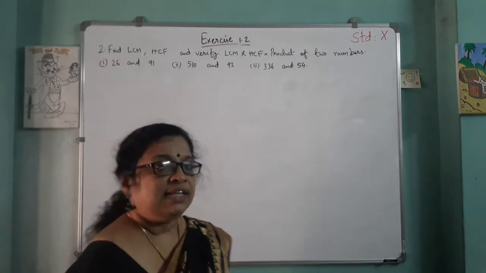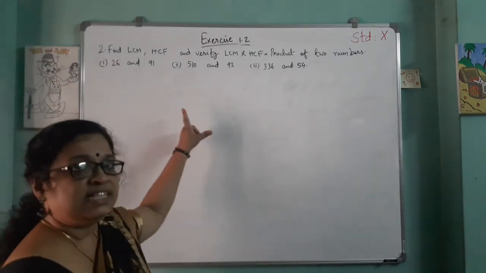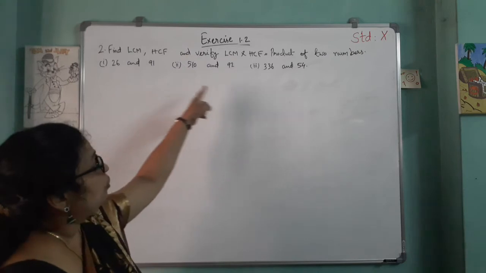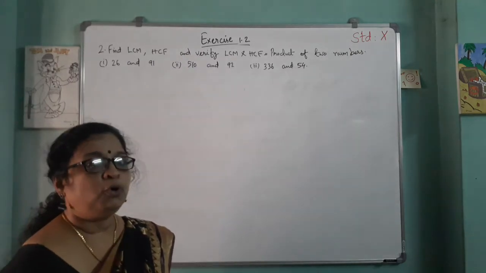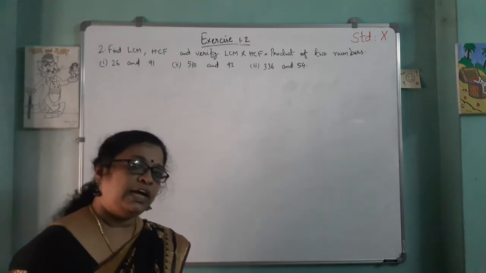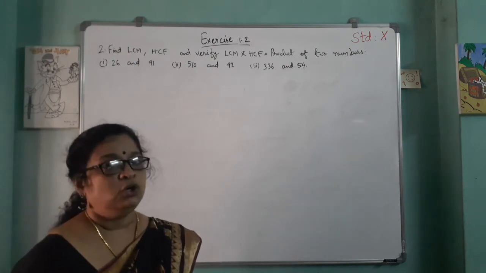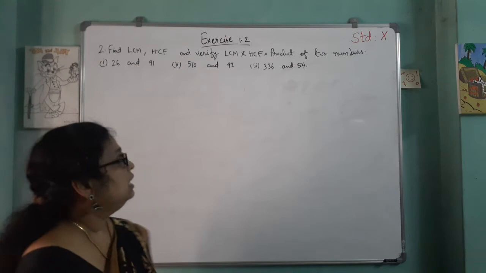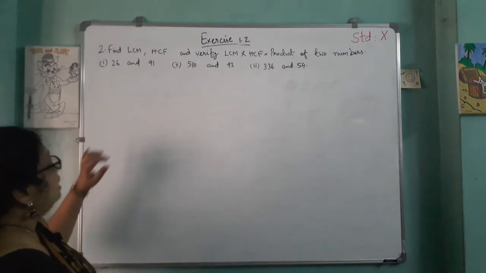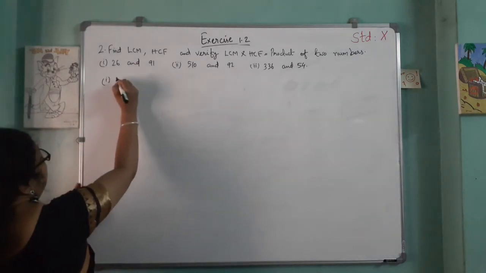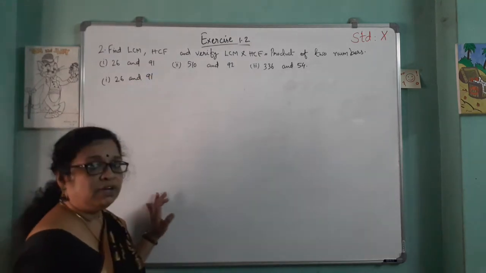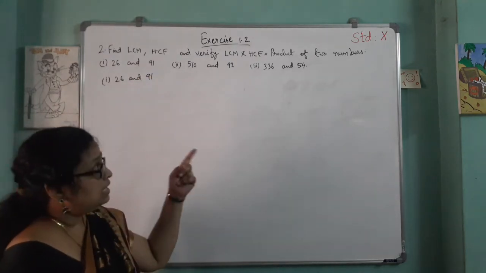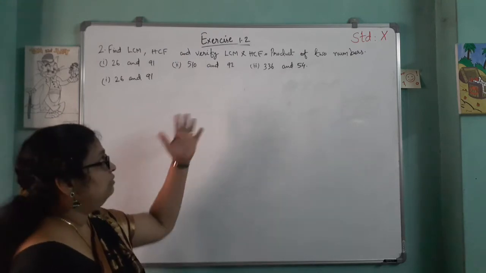Clear? Then second question, find LCM and HCF of the following integers and verify LCM into HCF is equal to product of two numbers. We know that LCM into HCF is equal to product of two numbers. So first question, 26 and 91. So using prime factorization we can find LCM and HCF. Then after that we can verify.